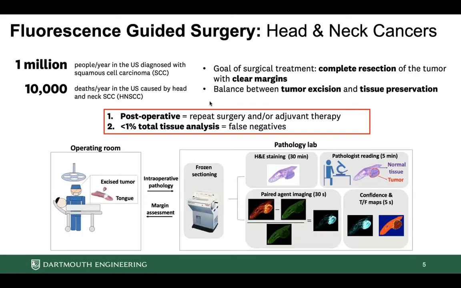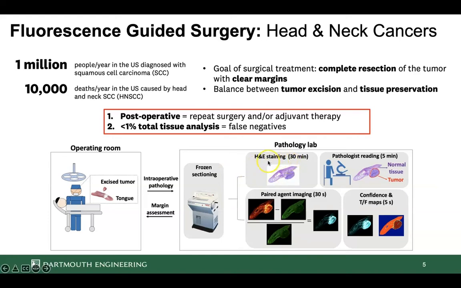Therefore, we propose to use our fluorescence-guided technology, paired agent imaging, in the operating room and in the pathology suite to improve fluorescence-guided surgery. The general plan would be that after tumor or tissue was excised, the tissue is sent to the pathology suite in which it is sectioned, either frozen section, which takes about 30 minutes, or it can be permanently fixed in formalin and paraffin embedded, which takes 24 to 48 hours, usually for the analysis.